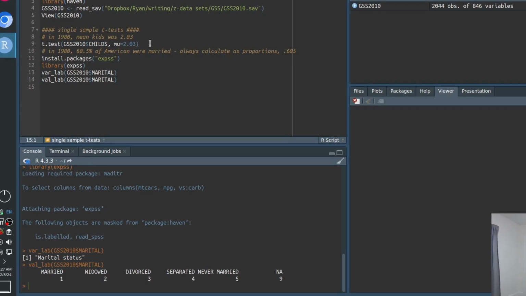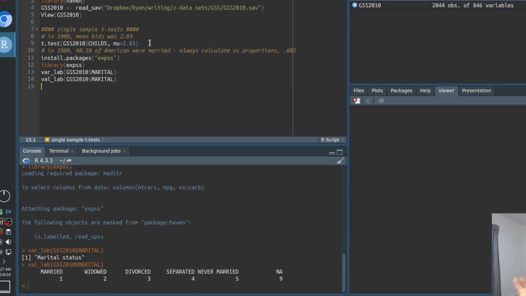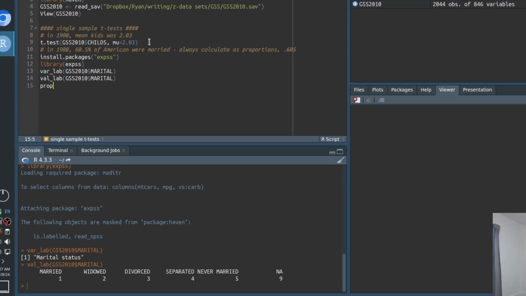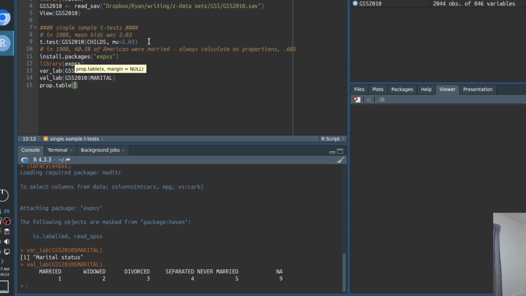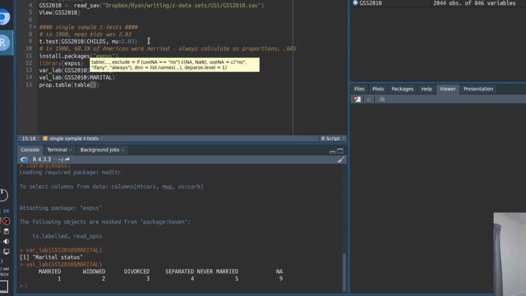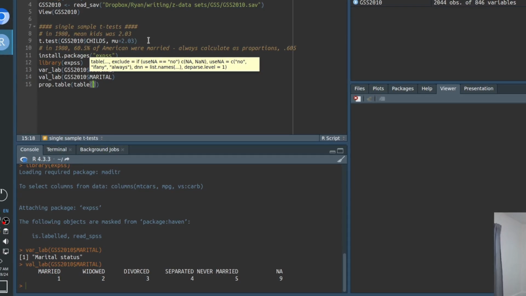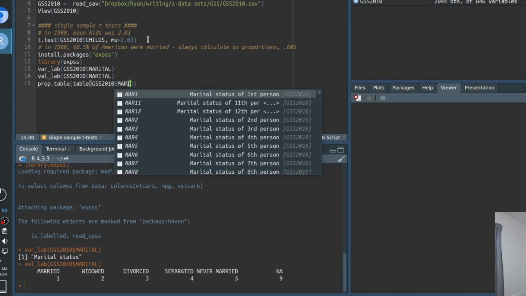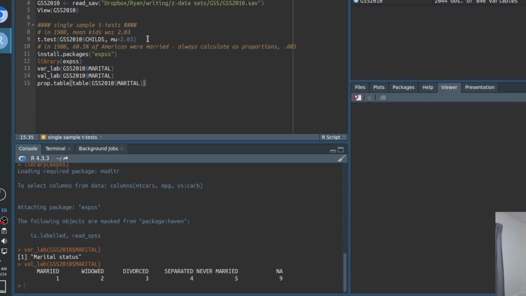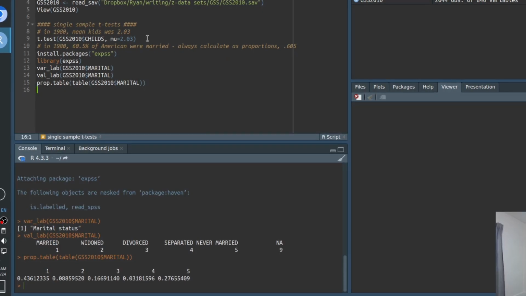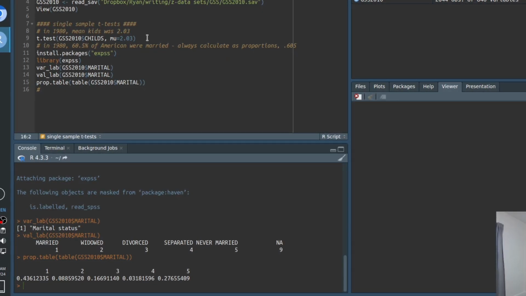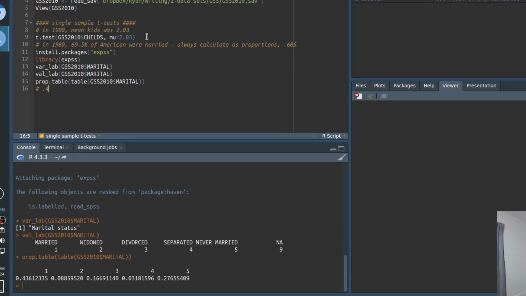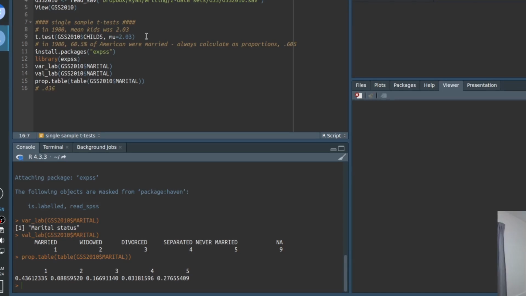What I'm interested in are the married individuals, and I need the proportion of that. So the easiest way to get the proportion of married individuals in the data set is to do a prop table of a table. This converts a table into a proportions table for our variable of interest, marital. And right there is the proportion of Americans who are married in 2010, which is 0.436.